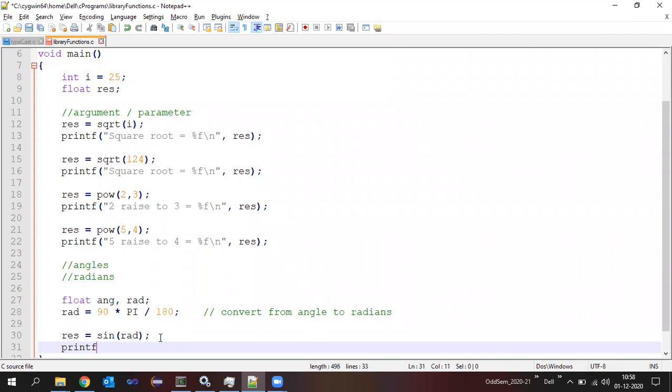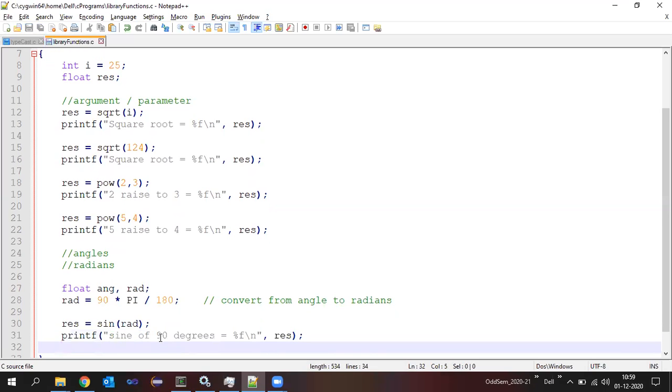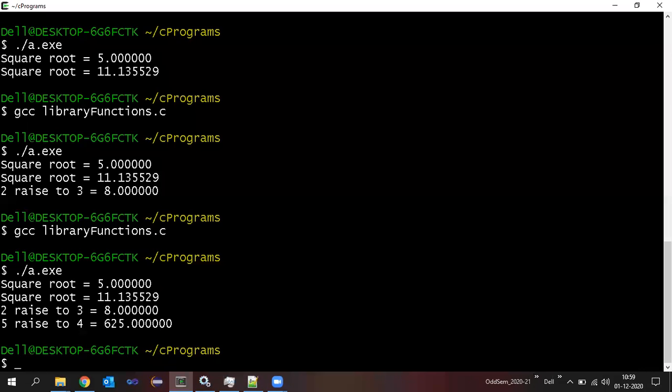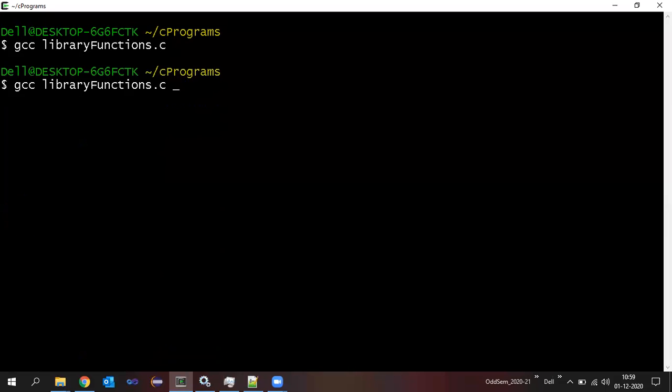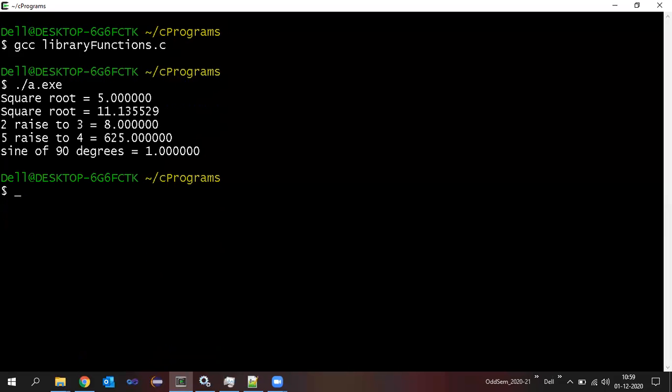So printf double quote, let me write it as sine of 90 degrees is equal to percentage f slash n double quote complete, then res. Let us see what value we will get here. Then let me clear the screen. Compile the program. There are no errors. Then execute it. Look at the last printf statement here.